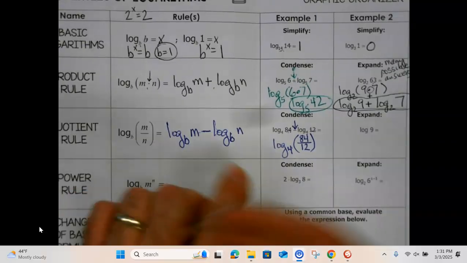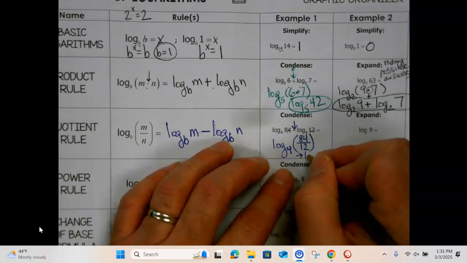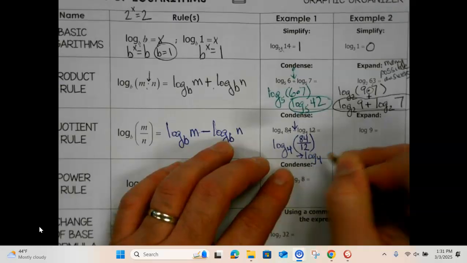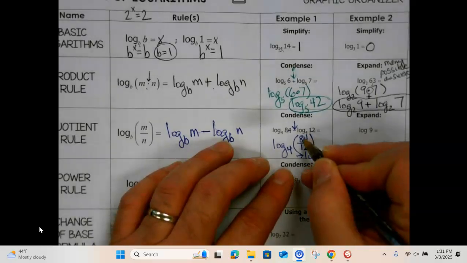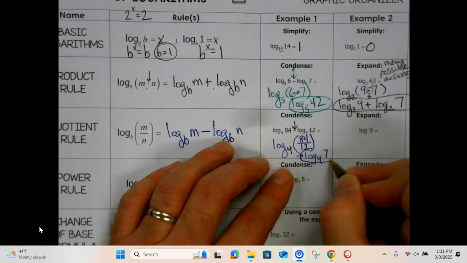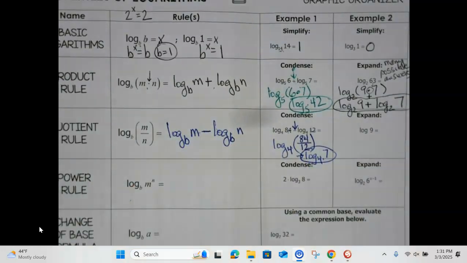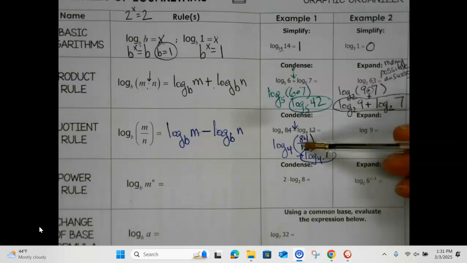And if you'd left it like that, I wouldn't be upset because you got the right answer. But this actually reduces: 84 divided by 12 is 7. So this is better. That would still be good. You would be showing me that you knew what was going on with that. That's showing me you know that condense is going from subtract to divide.